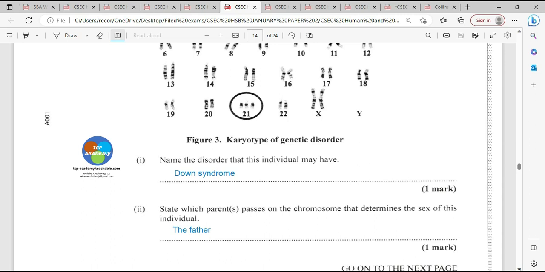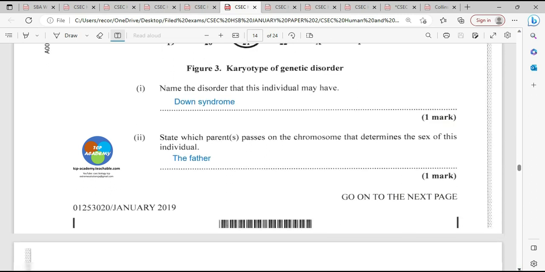State which parent passed on the chromosome that determines the sex of the individual. So the parent here is going to be the father, who will determine the sex of a child. If he supplies a Y, then it's going to be a boy. And if he supplies an X, then it's going to be a girl.